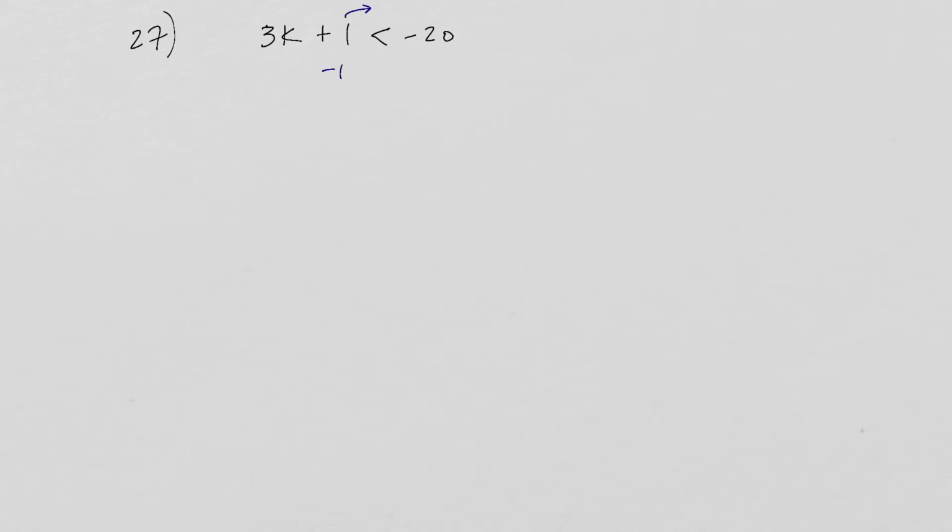Okay, for number 27, let's move this 1 over to the right. We're going to do that by subtracting it. We'll subtract it from each side, and we're going to get 3k is less than negative 20, and negative 1 gives us negative 21. And then we're going to get rid of this 3 by dividing out the 3 on each side. And we're going to get k is less than negative 21 divided by 3 is negative 7.